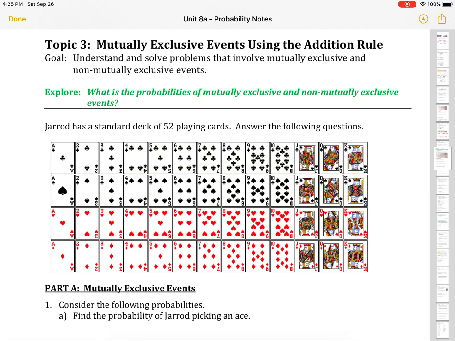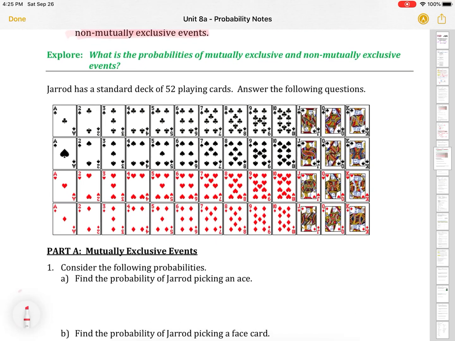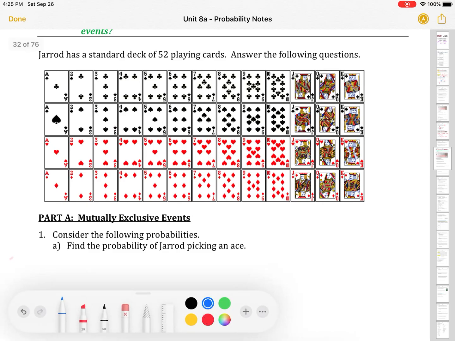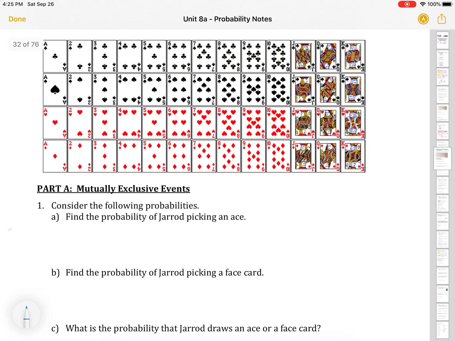Okay, so we're starting with topic 3 in probability, Math 30-2, mutually exclusive events using the addition rule. Our goal is to understand and solve problems that involve mutually exclusive and non-mutually exclusive events, and of course, as part of that, understanding what that means and what those are. So let's explore the probability of mutually exclusive and non-mutually exclusive events.